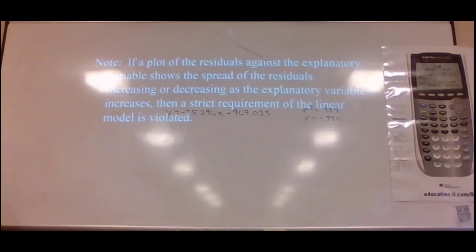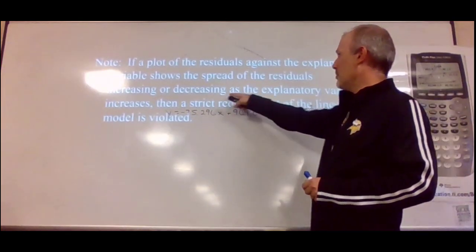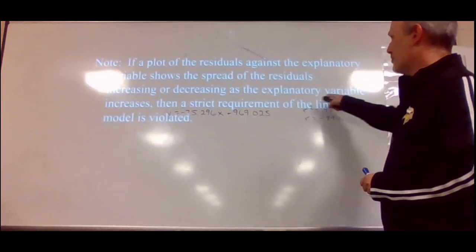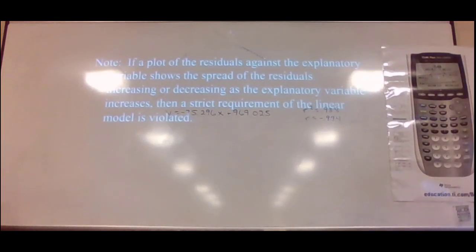And what we want to do now is we're going to look at the residual plot. So if a plot of the residuals against the explanatory variable shows the spread of the residuals increasing or decreasing as the explanatory variable increases, then a strict requirement of linear model is violated. So let's take a look, and we're going to go back and graph this with the residuals. That's the part that's on your paper there. So we're going to go back to second, y equals, to the stat plot.